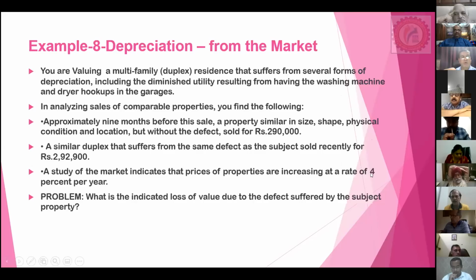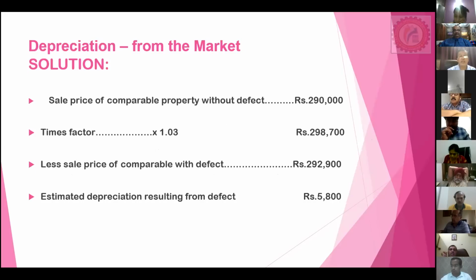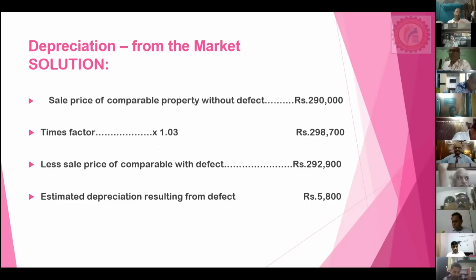Here the increase in rate is 4%. If increase in rate is 4%, then what is to be done? 0.04 divided by 12. So that gives the increase in rate per month. Into what is the time factor? 9 months. You multiply that by 9 months. How much you got? 0.029. But that means I have rounded it up to 0.03. Correct? Yes, sir. So I have rounded it up to 0.03. Correct? Yes. That is, 1.03 will be the time factor.